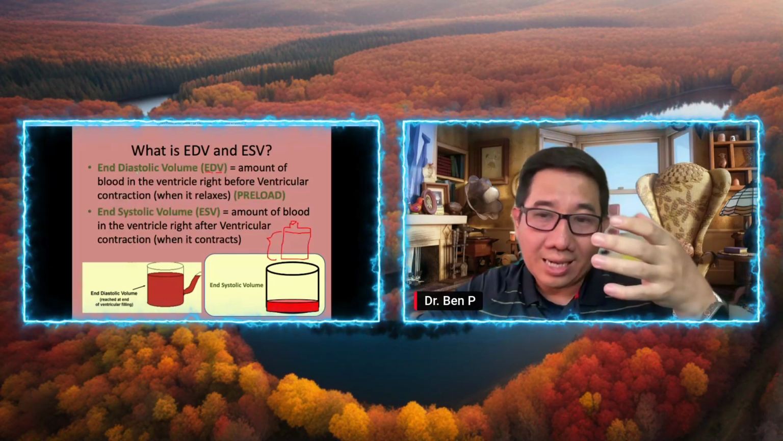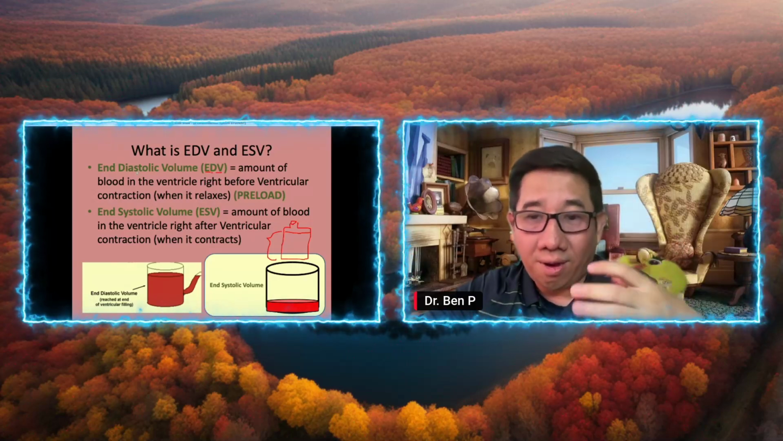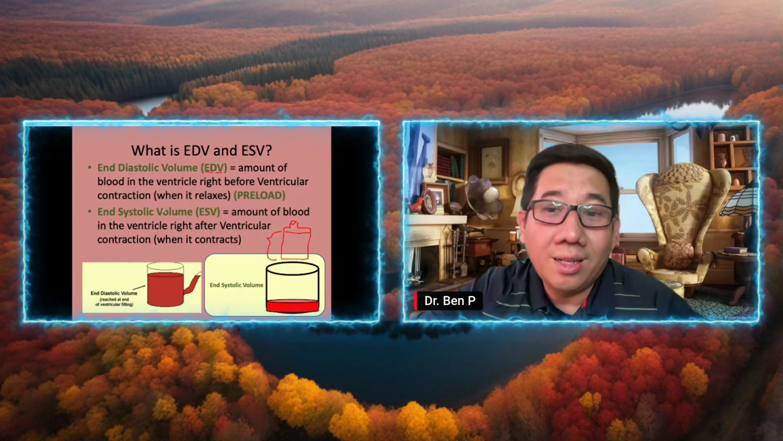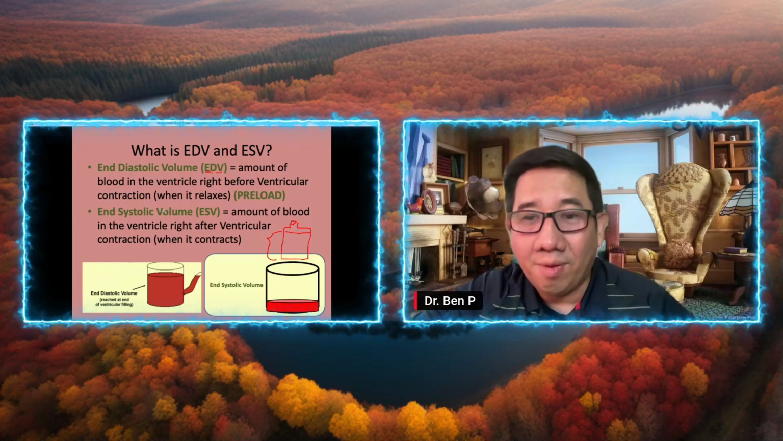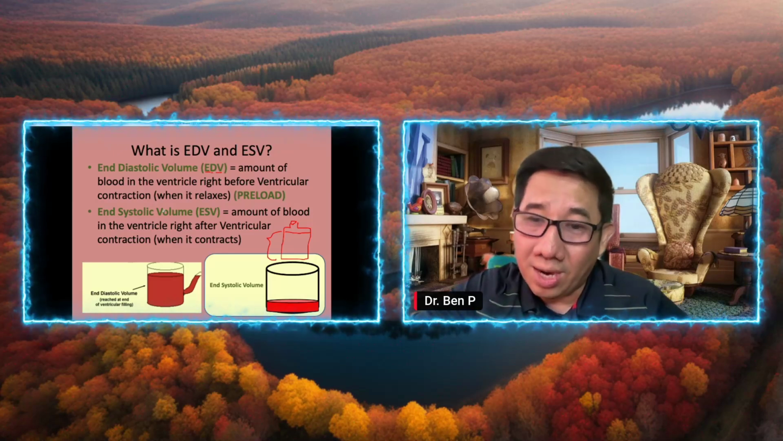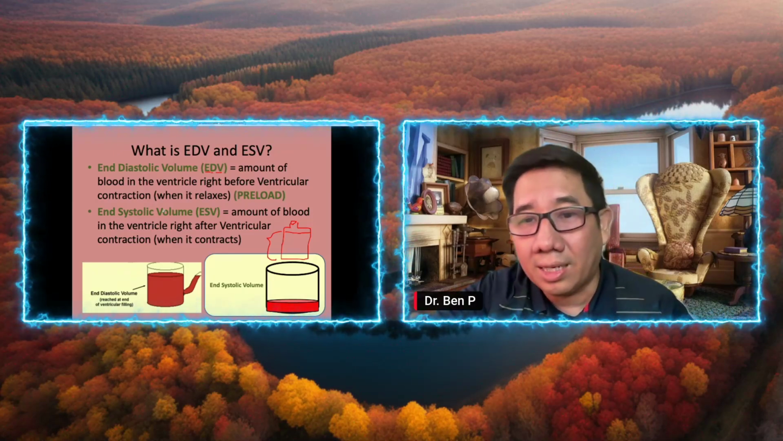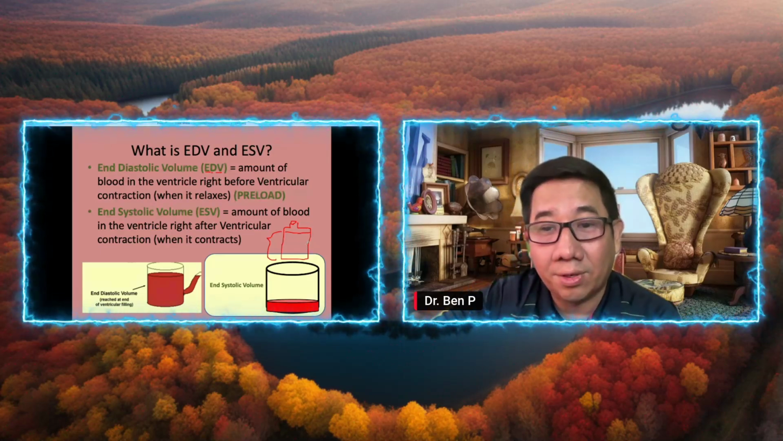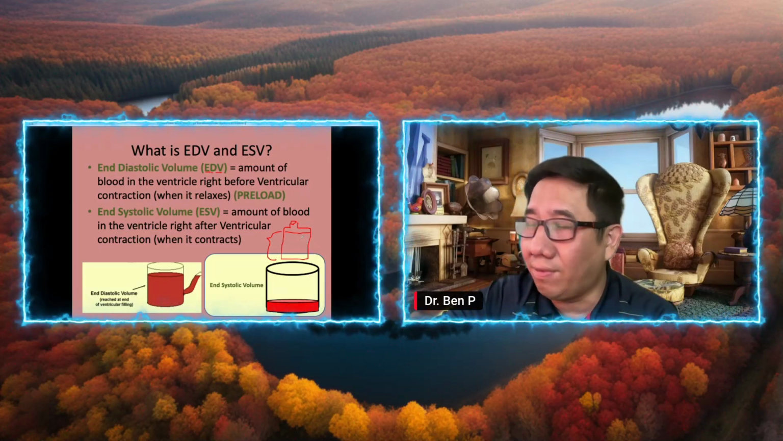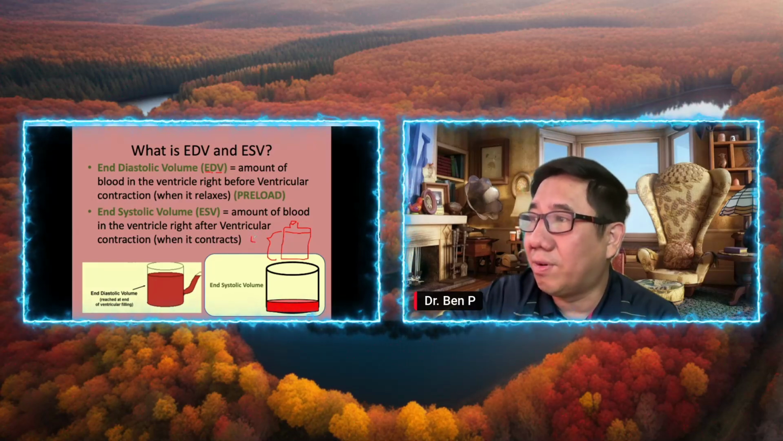When your heart is relaxing, it's not contracting, it's just relaxing. At the end of that, what is the volume? Another way to say it is the volume right before your heart contracts. That's how much blood you have in the left ventricle before it contracts. That's EDV. The amount of blood that you have before it contracts, we call that EDV.